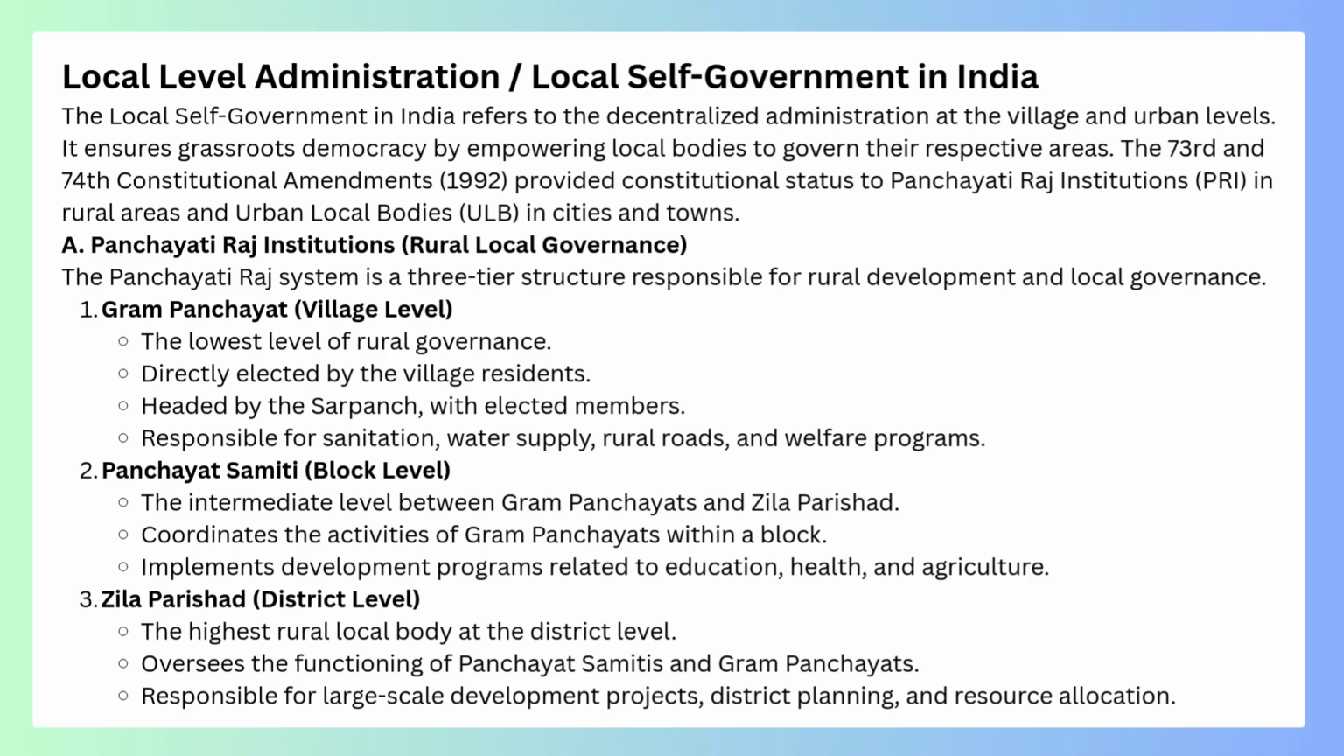Panchayati Raj institutions, rural local governance. The Panchayati Raj system is a three-tier structure responsible for rural development and local governance. Gram Panchayat, village level. The lowest level of rural governance. Directly elected by the village residents. Headed by the Sarpanch, with elected members. Responsible for sanitation, water supply, rural roads, and welfare programs.